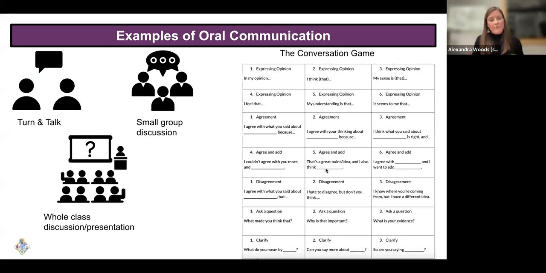So oral communication is taught and practiced through a variety of classroom activities, including listening to podcasts or oral texts, engaging in small and larger group discussions, and also through presentations. The image on the right is an image of a conversation game developed by one teacher in the OCDSB, and the game asks students to use sentence stems in order to engage in conversation with their peers and to learn really how to listen actively and respectfully and to respond in a variety of ways. So this is one example of how oral communication is organized and practiced in the classroom in the OCDSB.